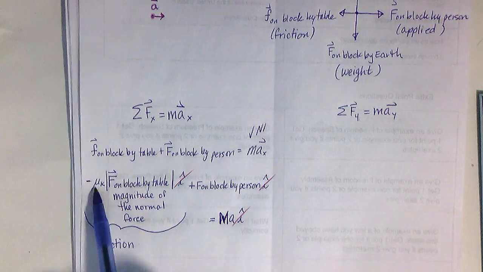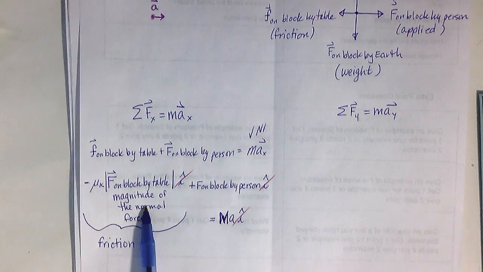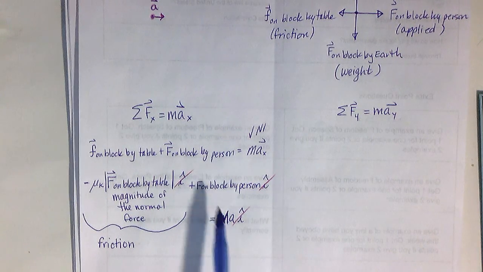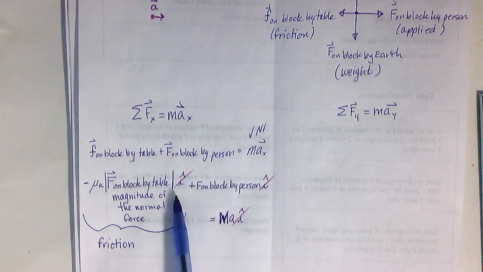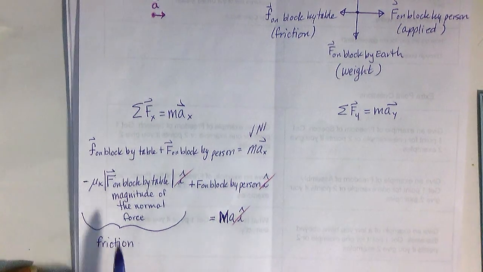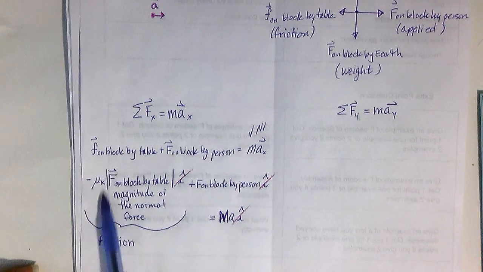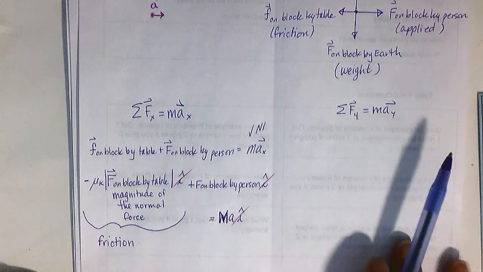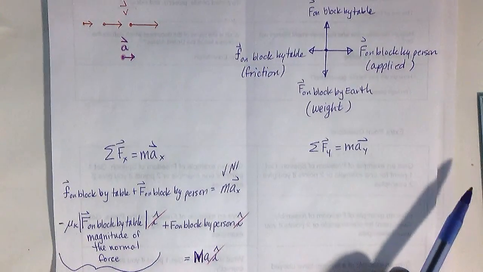Well, do we have mu? Yes. Do we have the normal force magnitude? No. Do I have force on block by person? No, that's what I'm looking for. Do I have ma? Yes. So it turns out I have two unknowns in this equation. If I have two unknowns, how many equations do I need? Two. That's right. So instead of solving for anything here, I'm going to leave this for right now because I need another equation. So I'm going to go over to the y direction and see if we can get another equation there.